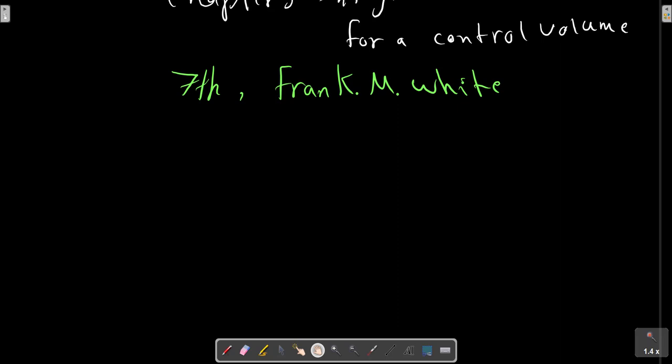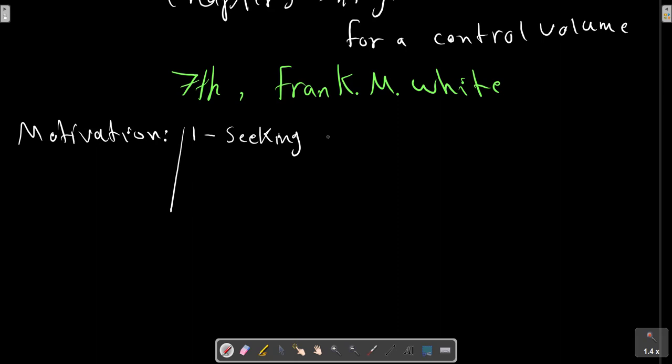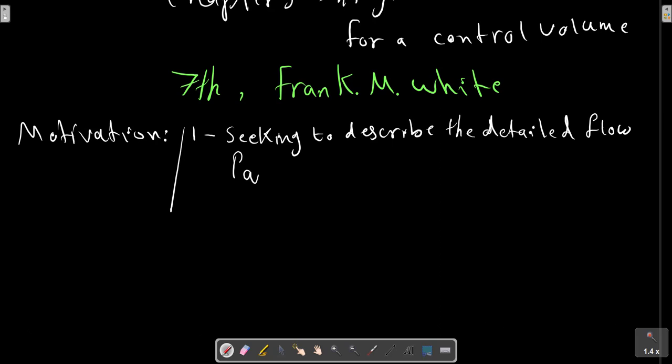Motivation. At first we have some definition and introduction. In analyzing fluid motion, we may take one of two paths. One, seeking to describe the detailed flow pattern at every point in the field.